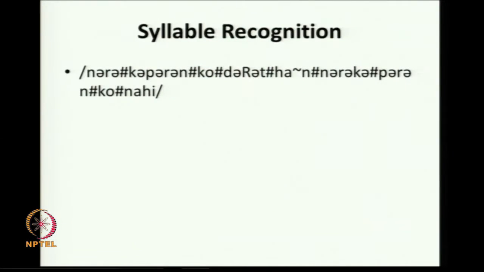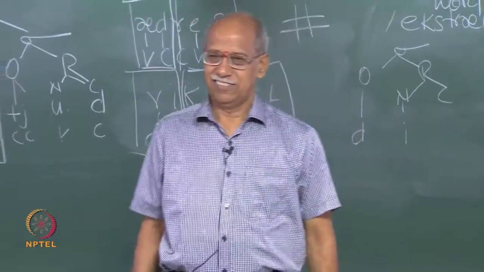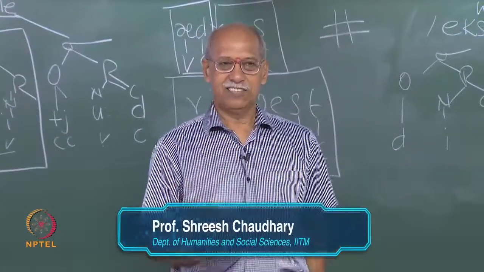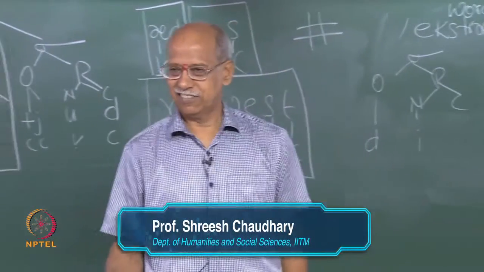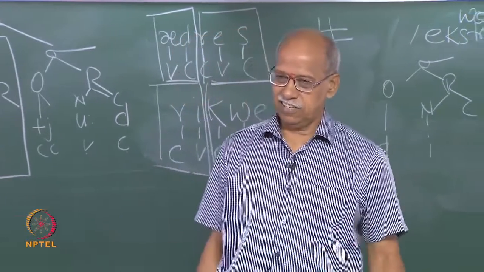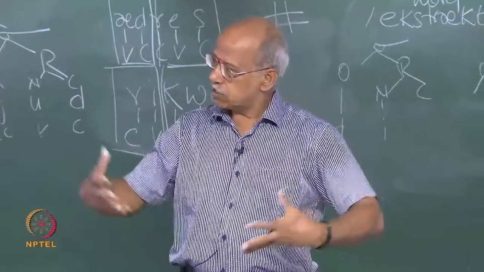"Nar ka paran", clothes, "ko darat hai". When you go to the temple, you don't lie prostrate, thinking, oh, my clothes will get spoiled. But you don't fear falling in hell. "Nar ka paran", "men", clothes, fear. "Nar ka paran ko darat hai." "Narak", hell, "paran", falling, "nahi". So syllable structure can be identical.